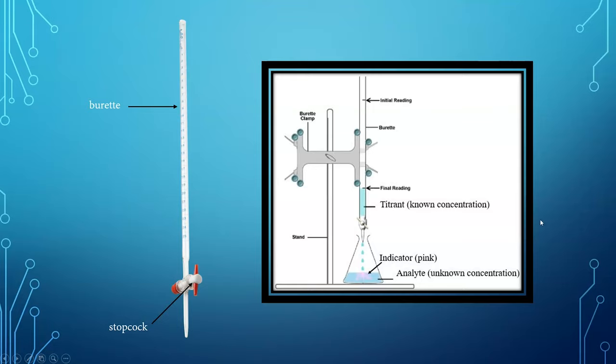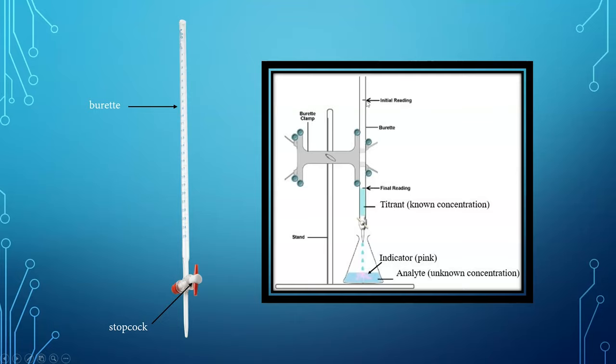This is the basic setup that we use for our titration. We have a burette clamp that holds our burette in place. We fill the burette with our titrant, which in this case will be the sodium hydroxide. And then our analyte, in this case the hydrochloric acid, will be in an Erlenmeyer flask along with some of our phenolphthalein indicator, thus the pink color.